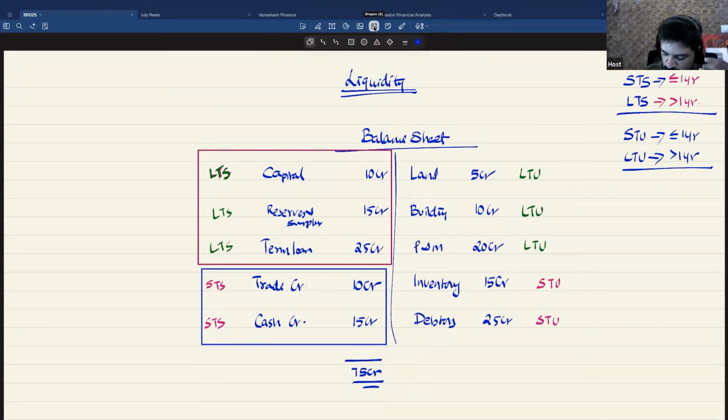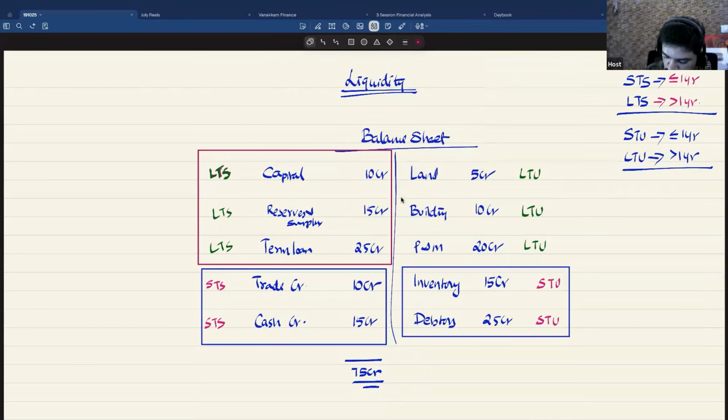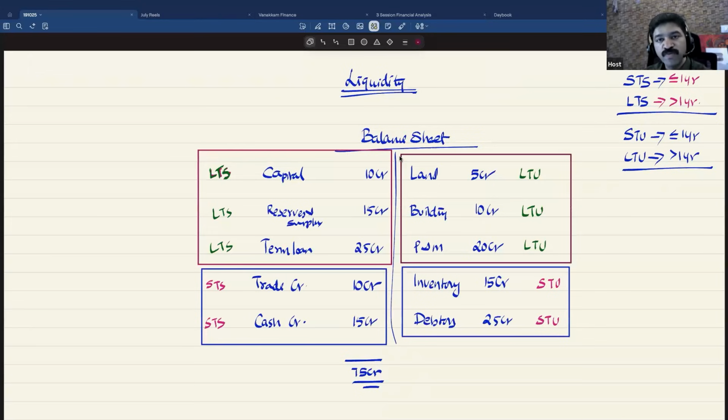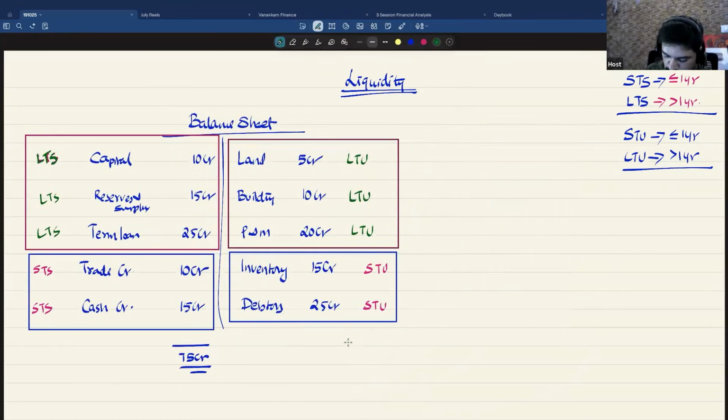So now if you see here also, you can categorize the uses into two types: short-term use and long-term use. Look at here, this is short-term use, right? And you can also see there is a long-term use. Look, this is long-term use. See, now things have become very simple. What used to be a mix of complex numbers has now been reduced into a simple size. And let me write the total over here. Here also the total is 75 crore.